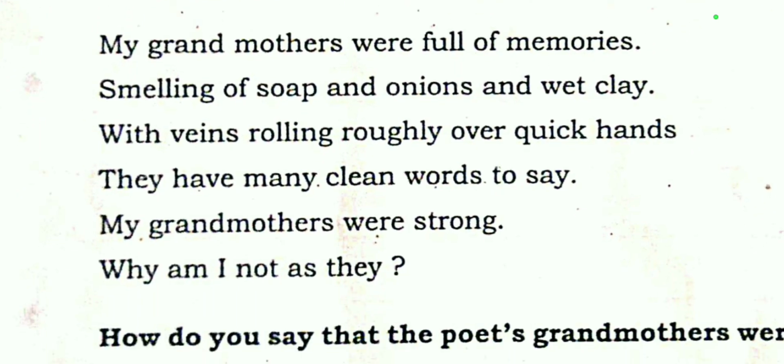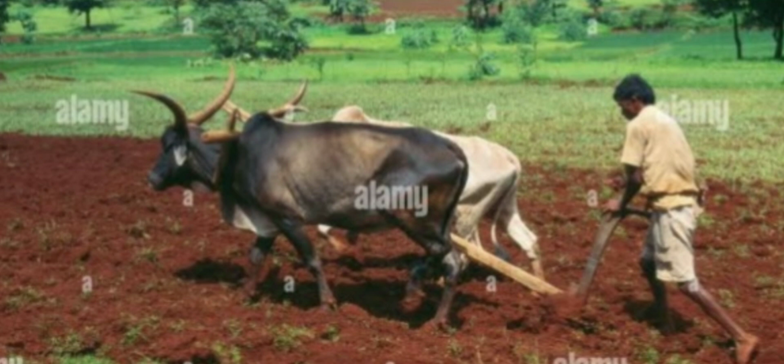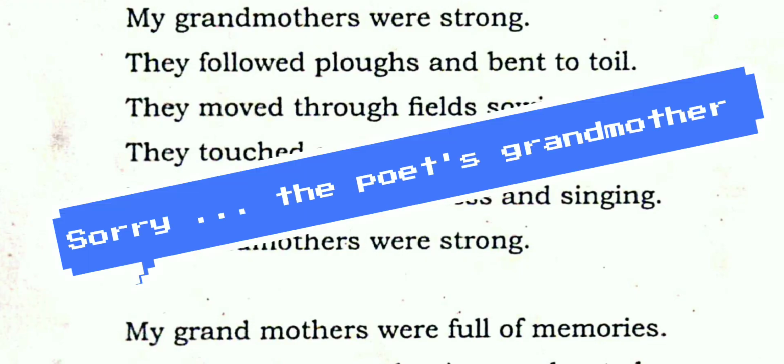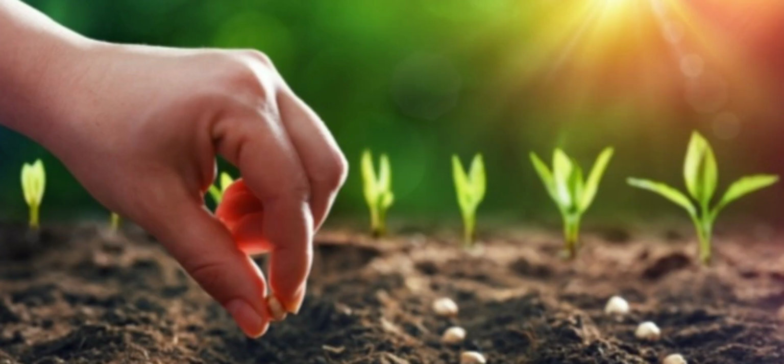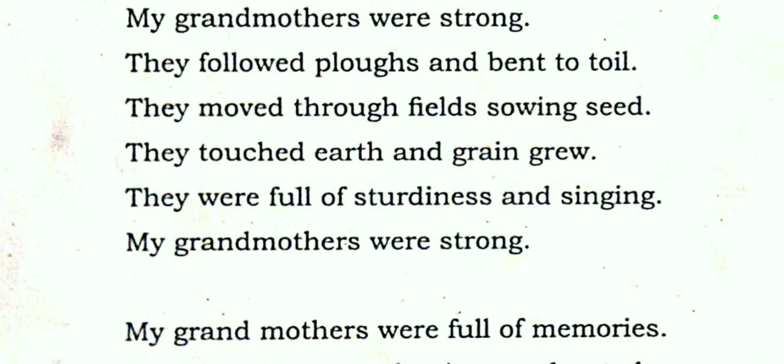It's very simple. So how do you say that they're very strong? Our grandmothers, or my grandmother, was very strong because they plowed and toiled the fields. Full stop. Start the sentence with a capital letter and end it with a full stop. It's as simple as that. They sowed seeds and they worked very hard. So it's very simple.